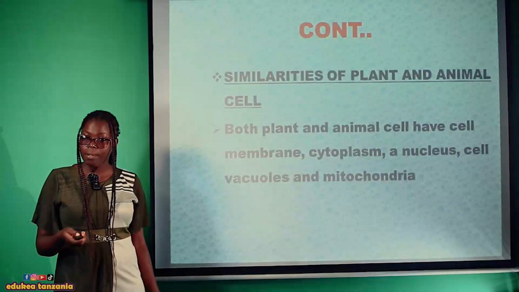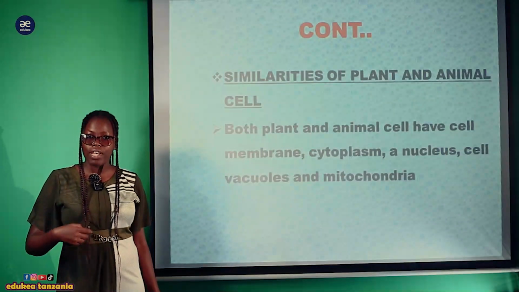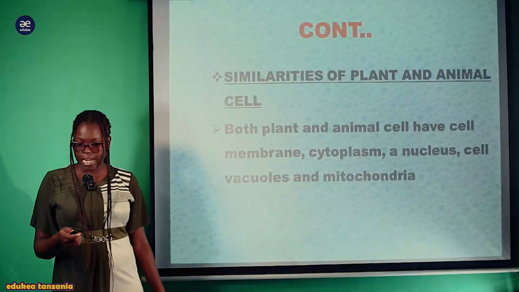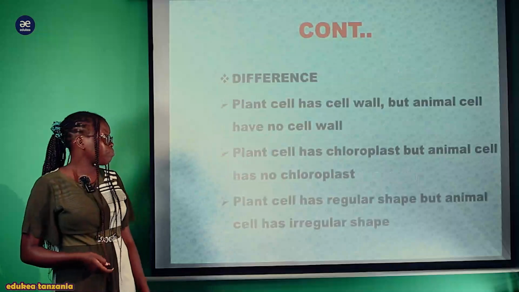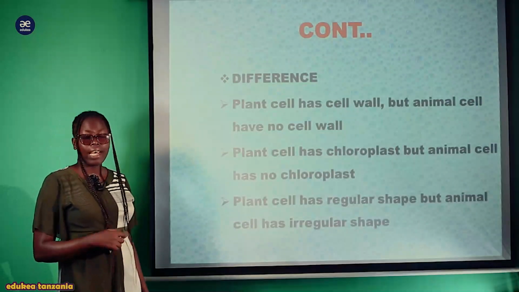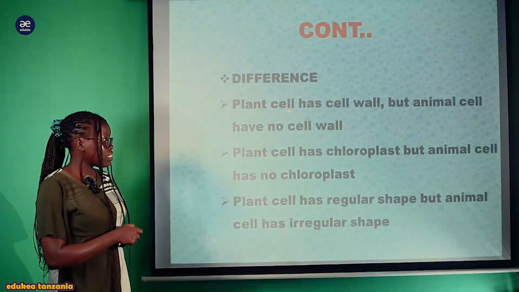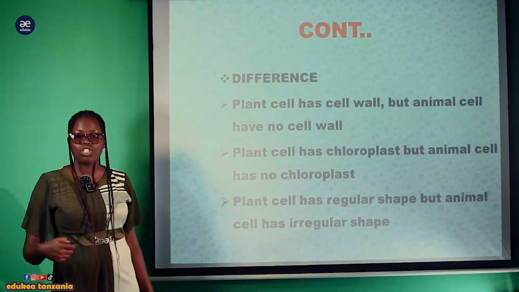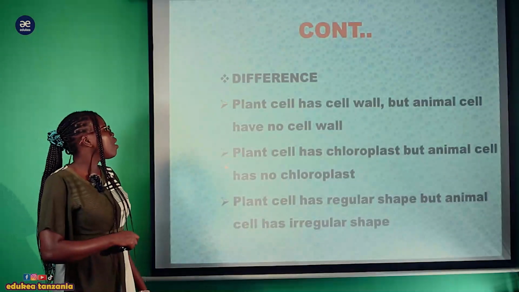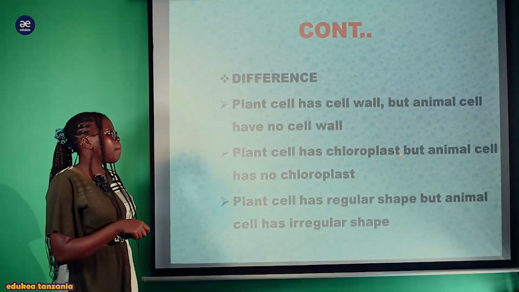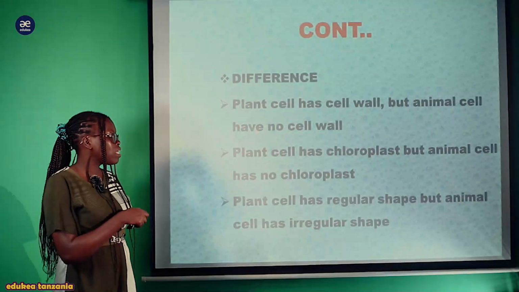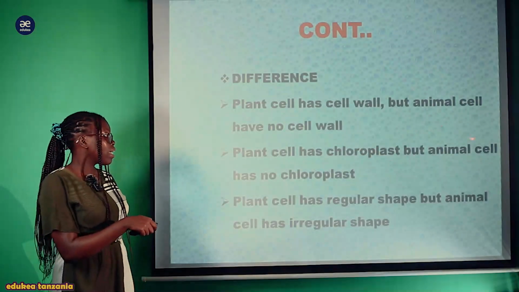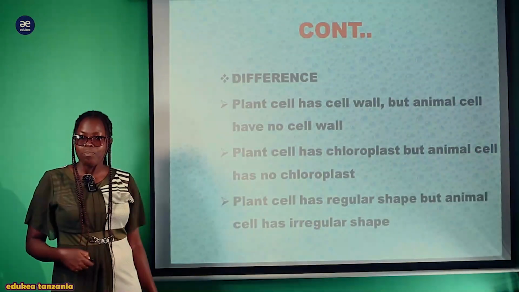Now let us see how they differ. The difference between the animal and the plant cell. The plant cell has a cell wall, but the animal cell has no cell wall. Also, the plant cell has chloroplast, but the animal cell has no chloroplast. Chloroplast is needed for the plant cell kwa ajili ya photosynthesis. Lakini animals are heterotrophs, meaning organisms that depend on other organisms for food source, meaning that wenyewe hawana chloroplast kwa sababu hawana uwezo kuweza kujitengenezea chakula chao wenyewe.